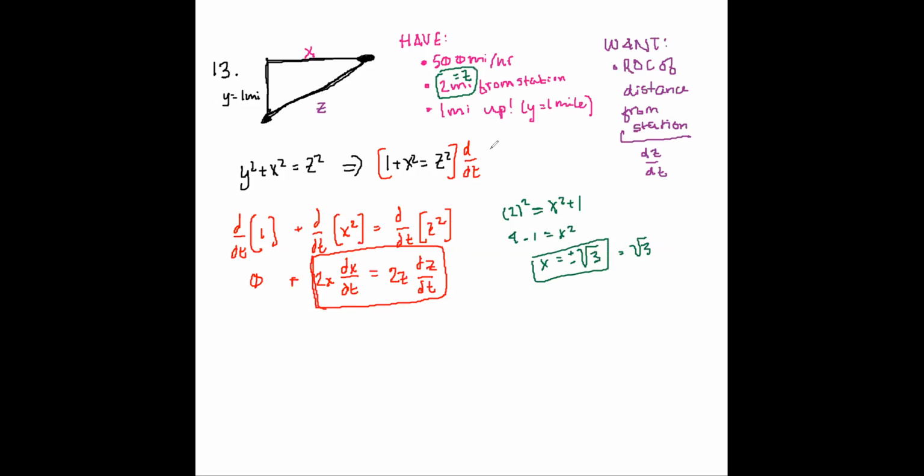What else do we have that we haven't labeled in terms of math yet? We have the rate of change of horizontal distance, dx/dt. So we can start plugging stuff in: 2 times x, which is the square root of 3. And this is in what units?